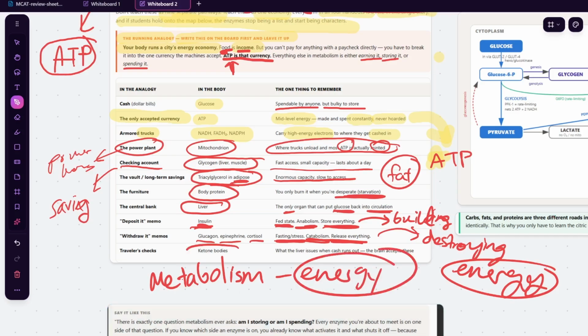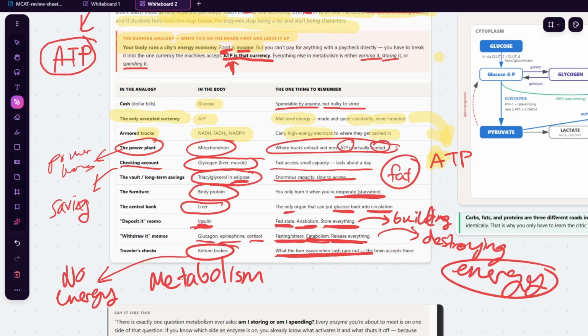And now, ketone bodies are what the liver uses when the cash runs out. When you have no more energy, your brain needs some energy somewhere, or else you'll go brain dead and die. So what the liver is going to do is make ketone bodies. That's your last resort.